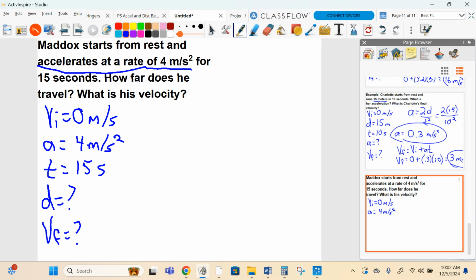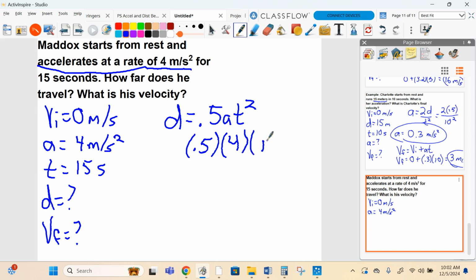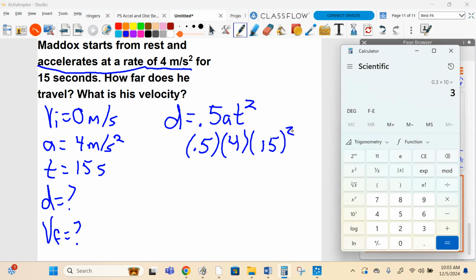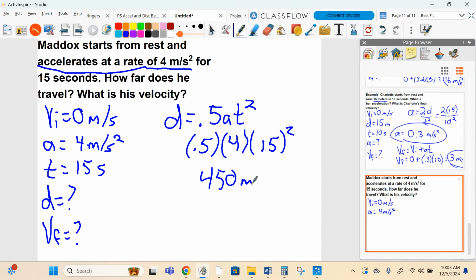So another problem where I'm solving for distance. If I'm solving for D, that's the one that has D by itself, 0.5 AT squared. Plugging in my values, 0.5 times 4 times 15 squared. I want to plug that in my calculator. That gives me a total of 450 meters.